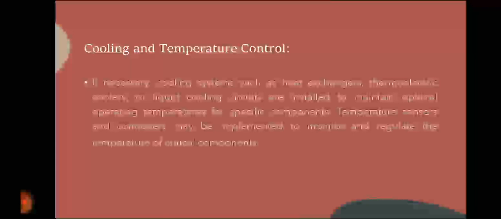Then electrical and control system integration. Wiring and electrical connections are established between the various components, power supplies and control system. Control panels and user interface are installed, allowing operators to set parameters, control instrument functions and monitor performance. Data acquisition system and software are integrated to enable real-time data collection and analysis. Cooling and temperature control. If necessary, cooling systems such as heat exchangers, thermoelectric coolers or liquid cooling circuits are installed to maintain optimal operating temperatures for specific components. Temperature sensors and controllers may be implemented to monitor and regulate the temperature of critical components.